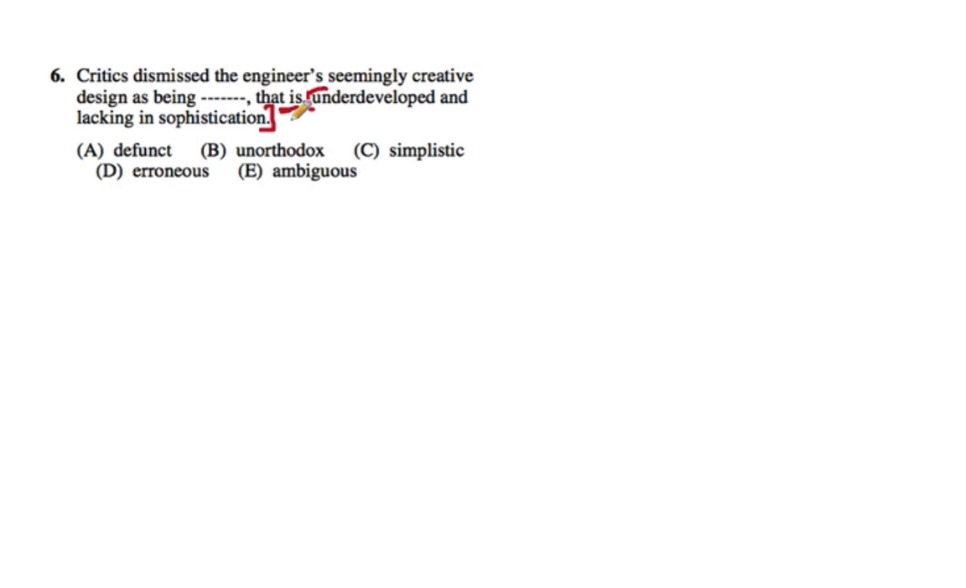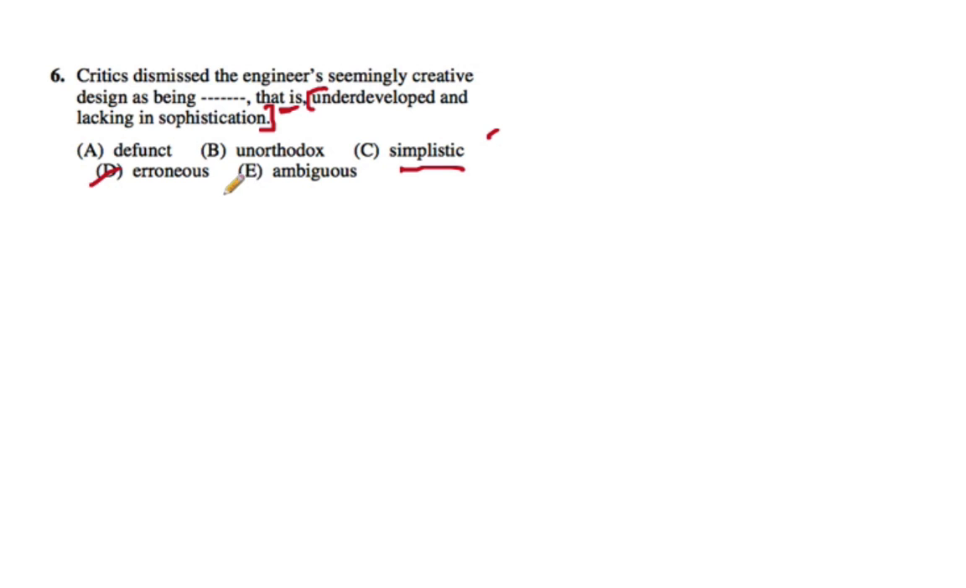Let's even for a second assume that you don't know answer choice B, unorthodox. We'll leave it in. Now, simplistic you're likely to know or have a strong guess on. Simplistic looks like it has to mean something like simple, even if you didn't exactly know that. And certainly simple is lacking in sophistication. Looks like it might be our answer. Erroneous means wrong. We'll cross it out.